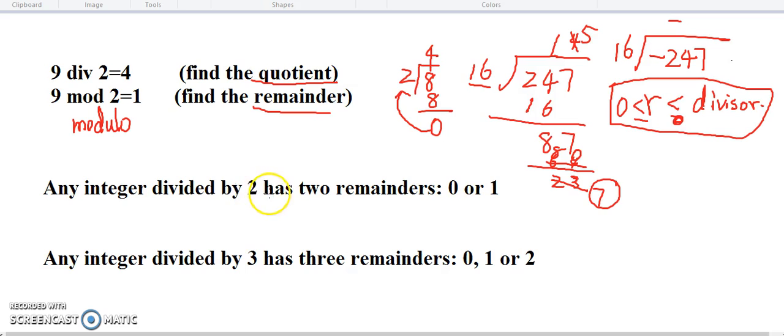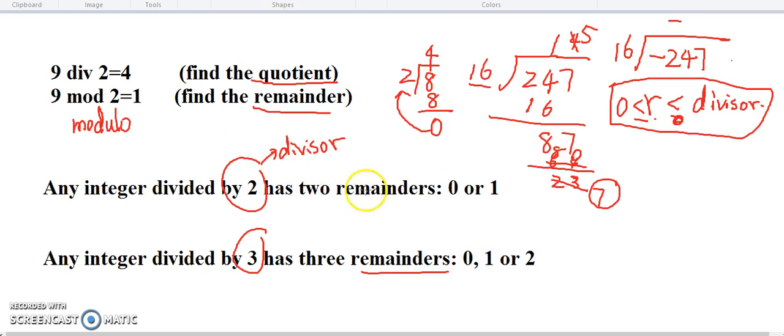Any integer divided by 2 has 2 possible remainders, either 0 or 1, because the divisor is 2. The remainder is always going to be smaller than the divisor and at least equal to 0. So the whole numbers less than 2 will only be 1 and 0. And similarly, any integer divided by 3, that's the divisor, and the remainder has to be smaller than 3, so it has to be 2, 1, or 0.